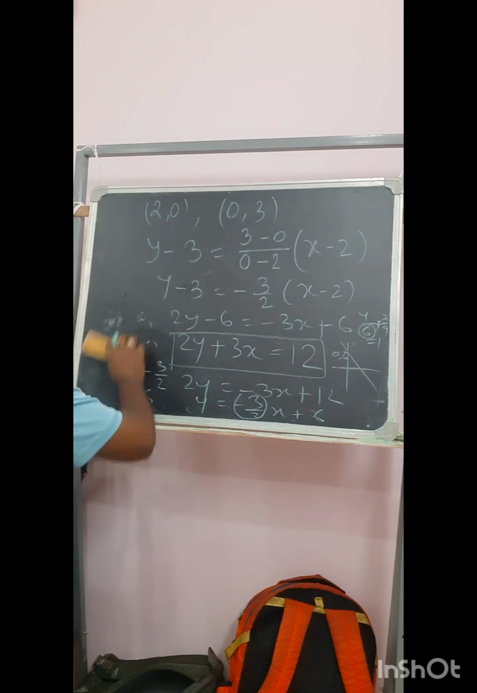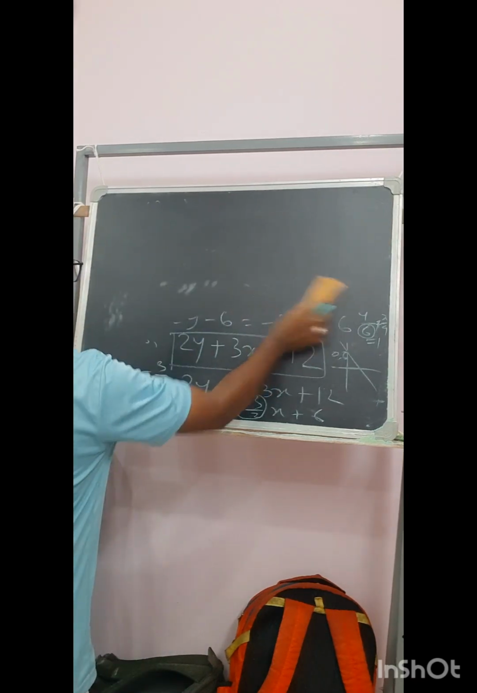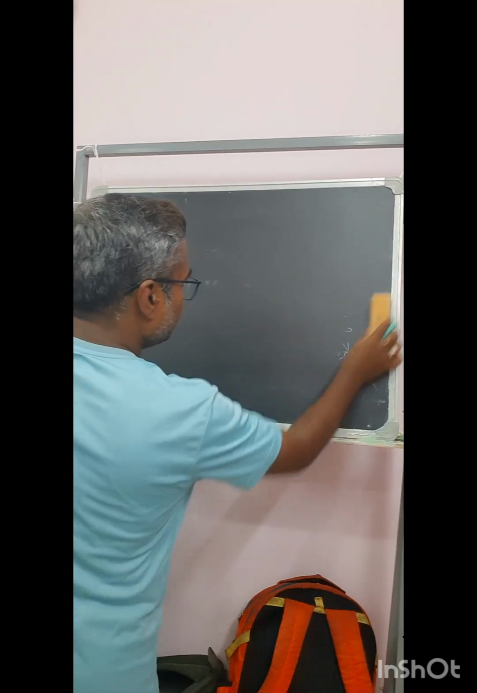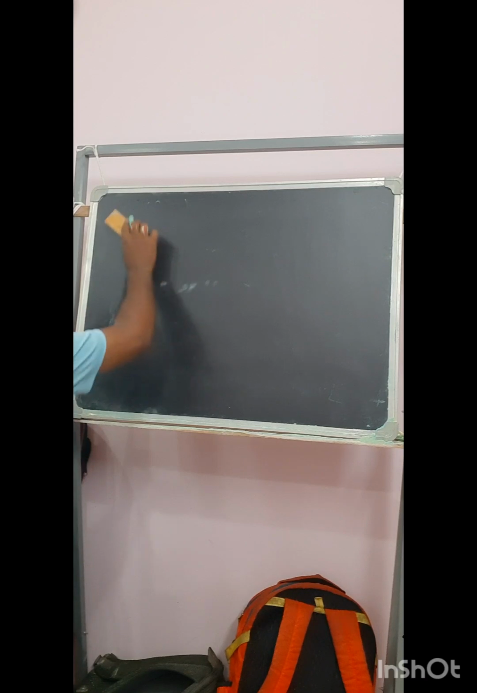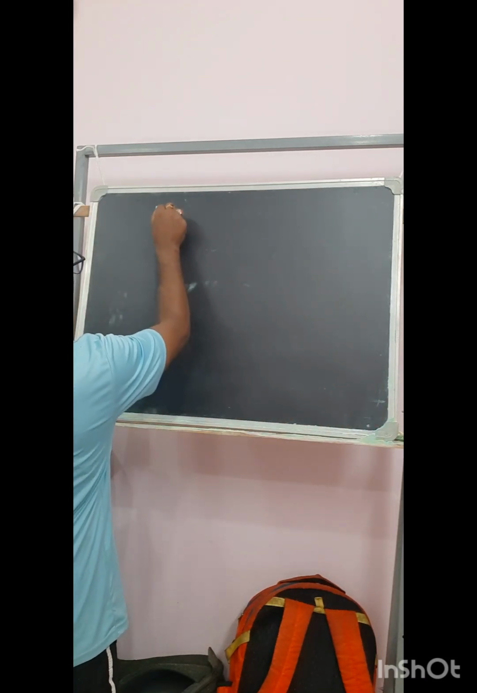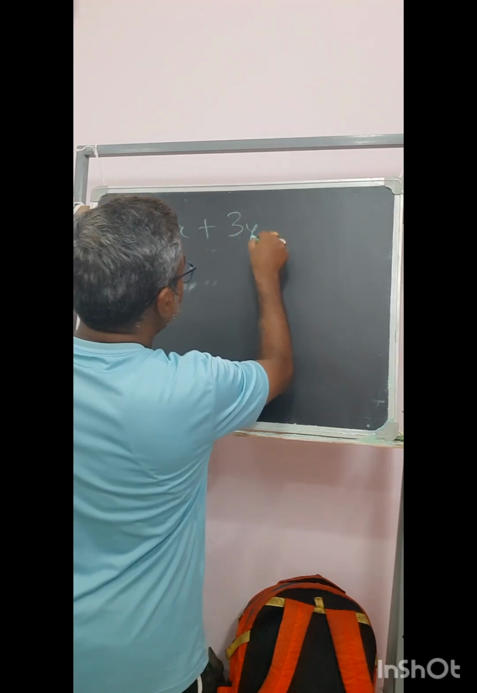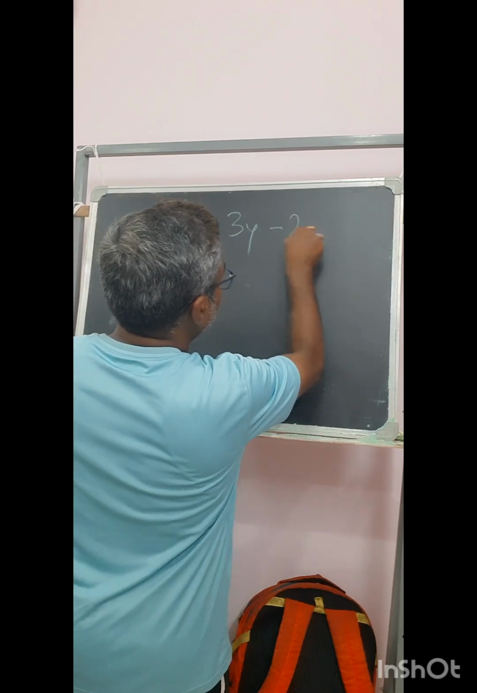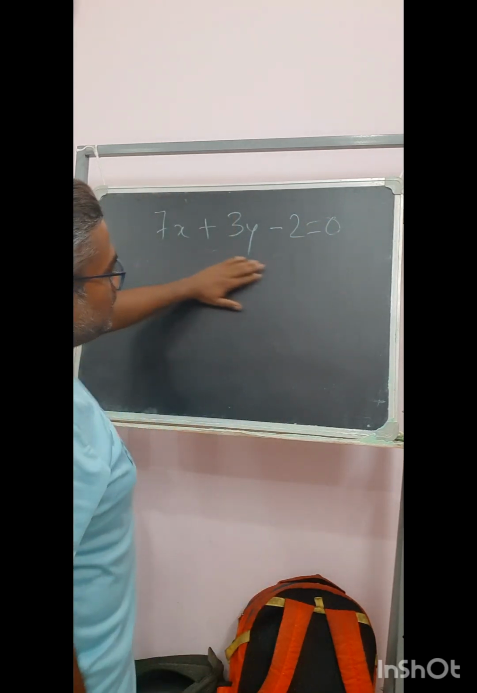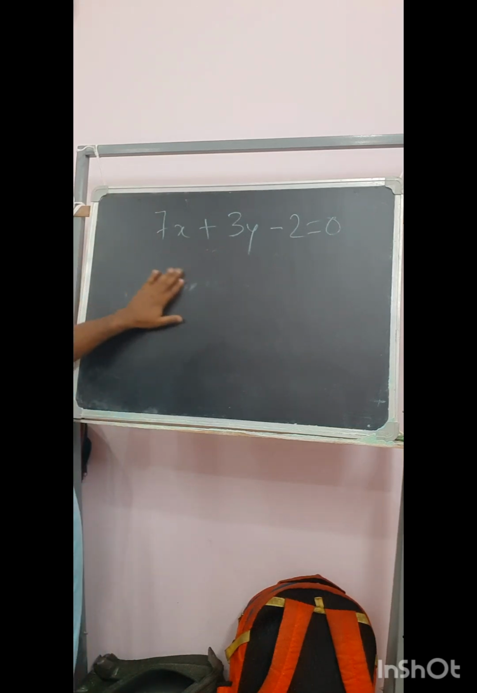Now I will take another example in the generalized format. If the line is given in the generalized format, how will I do that? Let's say I have been given 7x plus 3y minus 2 is equal to 0. This is the general format of an equation. This also represents a linear equation.